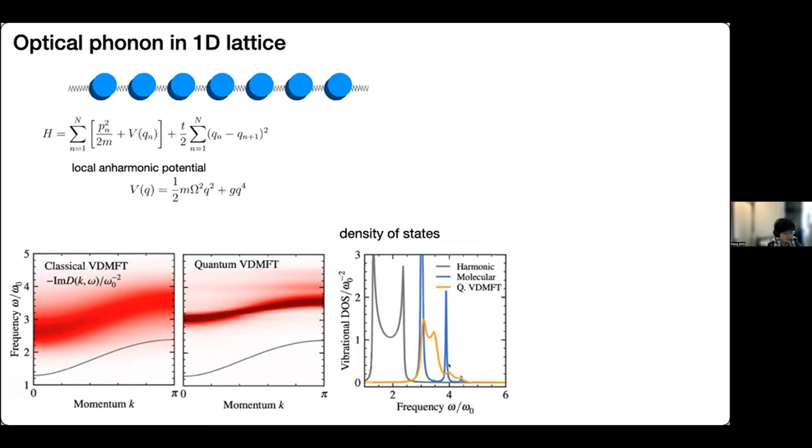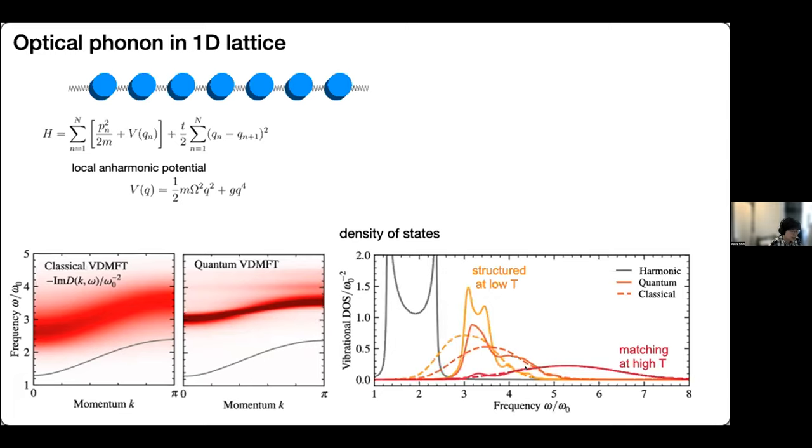This is namely the atomic limit. We can see that the peaks are due to discrete transitions between adjacent eigenstates of the anharmonic oscillator, weighted by their Boltzmann distribution and the transition probability. These transitions are responsible for the structure seen in the quantum density of state shown in the yellow curve here.